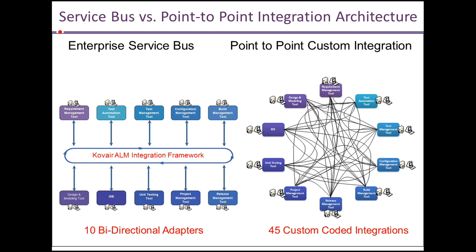So visually, if you compare point to point and the enterprise service bus, this is how they look. If you have 10 tools, in case of point to point, you have to create 45 different custom integrations. In case of ESB, you just need 10 adapters. Now assume that you are adding an 11th tool to the mix. In case of point-to-point, you have to create 10 different integrations to connect that 11th tool to the existing 10 tools. In case of enterprise service bus, you just need one adapter. So 10 versus 1. That is the kind of savings you can get by using an enterprise service bus in terms of implementation, maintenance, management, everything.